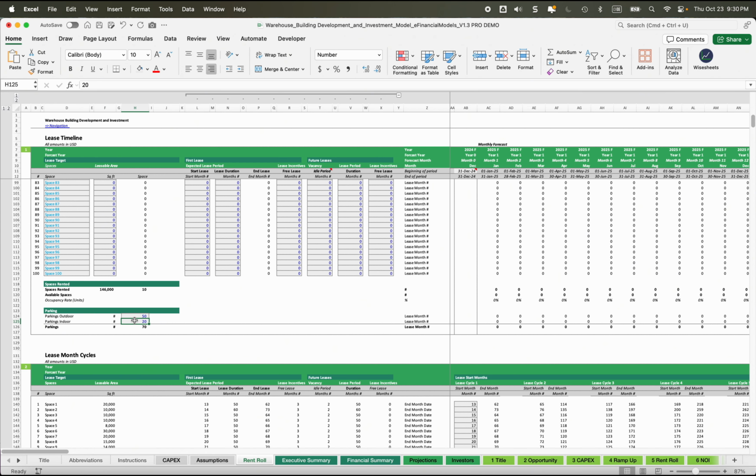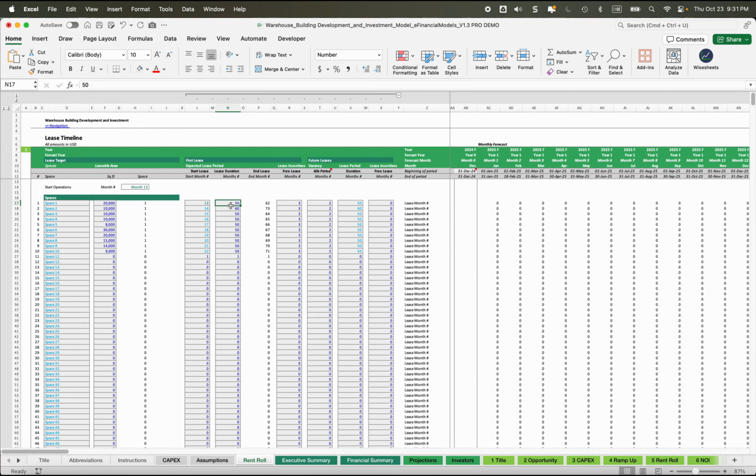We then enter the start of the leasing. If you are developing a new building from scratch and maybe you have already secured some first tenants, then you will know when these leases will start, how long they will last, and in case they will end, when the last month of the secured lease will be. If you have to, you can also enter the lease incentives here. How many months of free lease are you giving these tenants in order to motivate them to sign the lease?